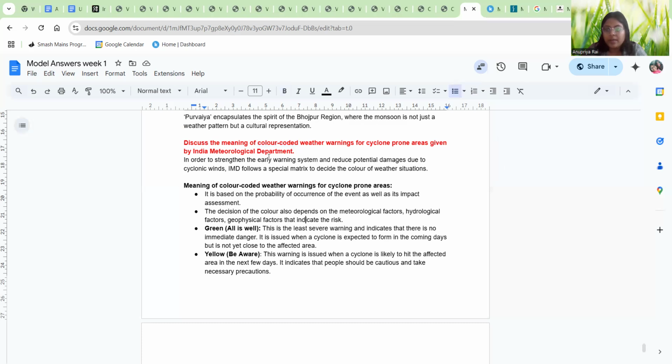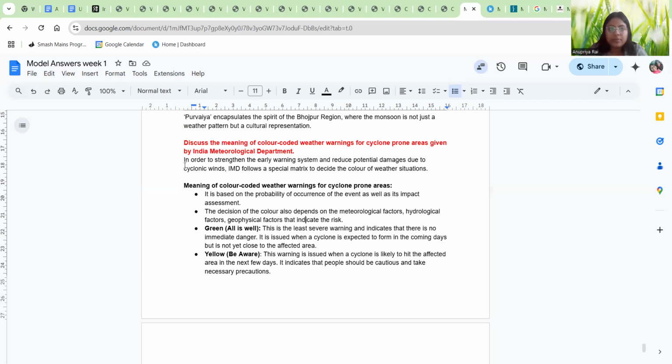So one thing you can deduce from here is that UPSC is much interested in the technical aspect of cyclones, not just the geographical one, but technical: how it's named, color coding, basically the disaster management part of cyclones. Okay, because this is mostly related to disaster management, not core geography.